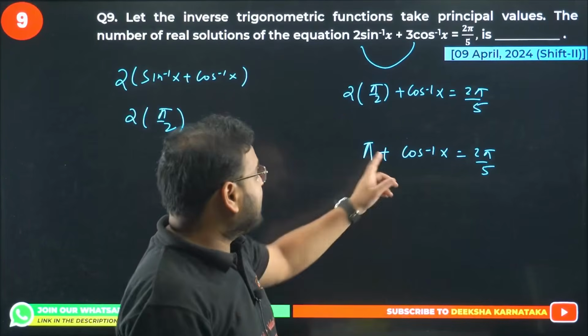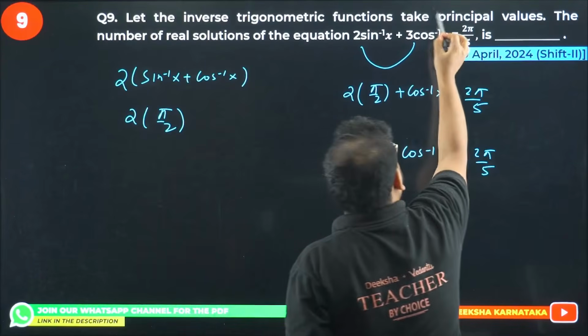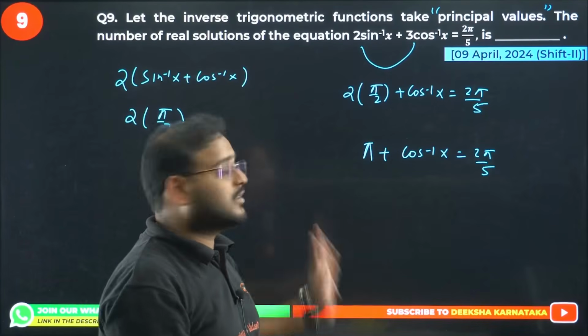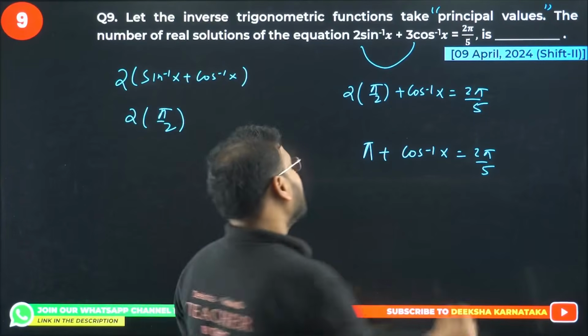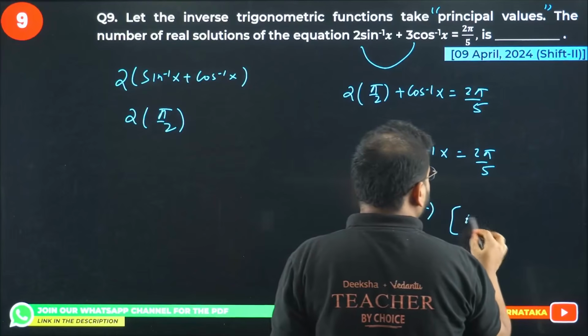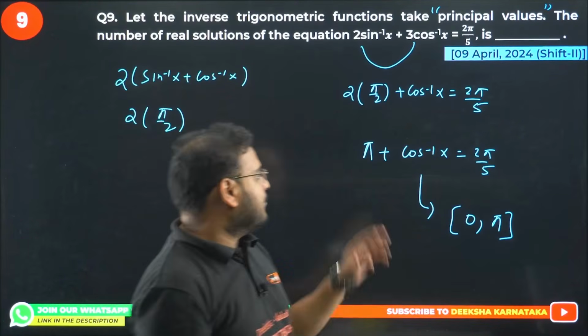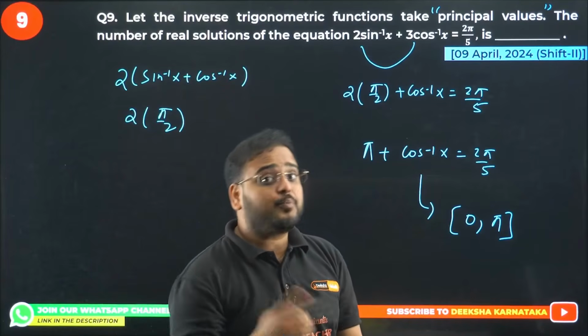What are they saying? Principal values, a very important word. We don't feel this is important, but it is very important. Principal values of cos inverse of x. What is the principal value of cos inverse of x? The principal value of cos inverse of x is between 0 to pi. I'll repeat myself: principal value of cos inverse of x is between 0 to pi.